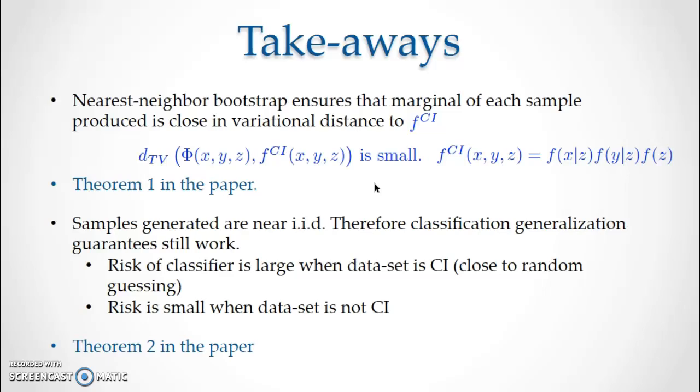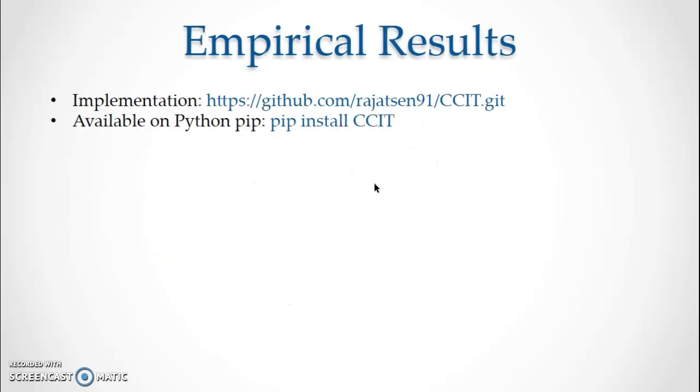However, the samples from the nearest neighbor bootstrap are not IID anymore. We still show that the samples are near IID in a spatial sense, and therefore classification generalization guarantees hold. We prove that the risk of the classifier is close to that of random guessing when the dataset is conditionally independent. We also show that the risk of the classifier is small when the dataset is not conditionally independent, provided the class of classifying functions is rich enough. This is theorem 2 in the paper.